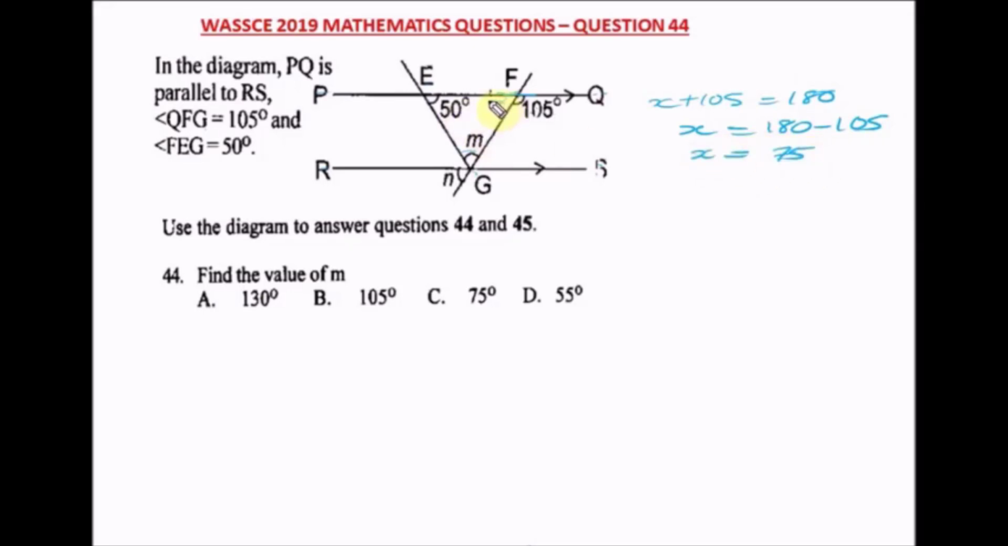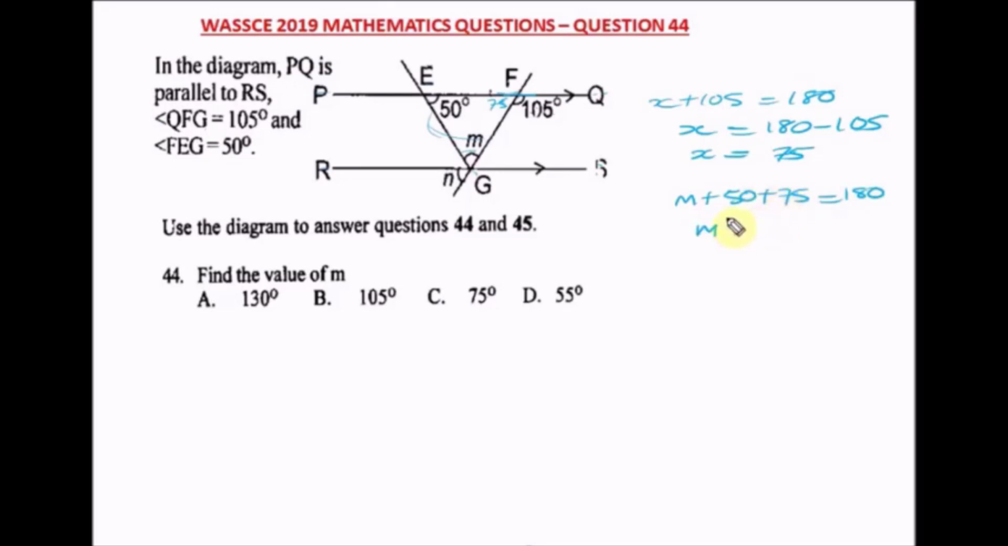So x is 75. All right. So if we know this place as 75, it's easy for us now to get m, since this is also a triangle. All right, and the sum of angles in a triangle is 180. So you have m plus 50 plus 75 is equal to 180.